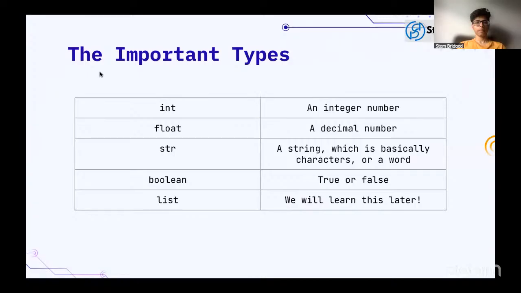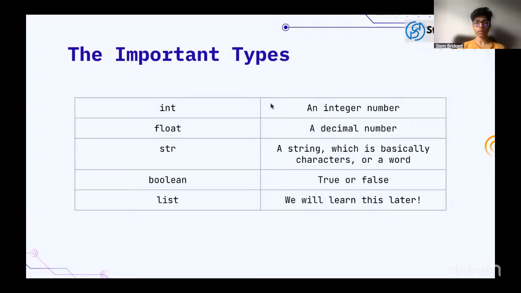All right. So the important types that we are going to learn are int, float, string, boolean, and list. An int is an integer number. It is discrete and non-continuous, meaning that basically it's a whole number. So like 1, 2, 3, 4, 5. It can also be negative numbers, -1, -2, -3, but you cannot have a decimal, like 1.1. That would be a float. A float is a decimal number.